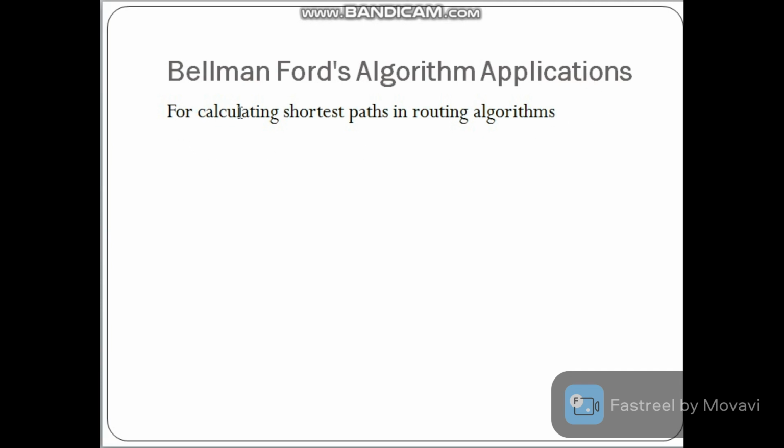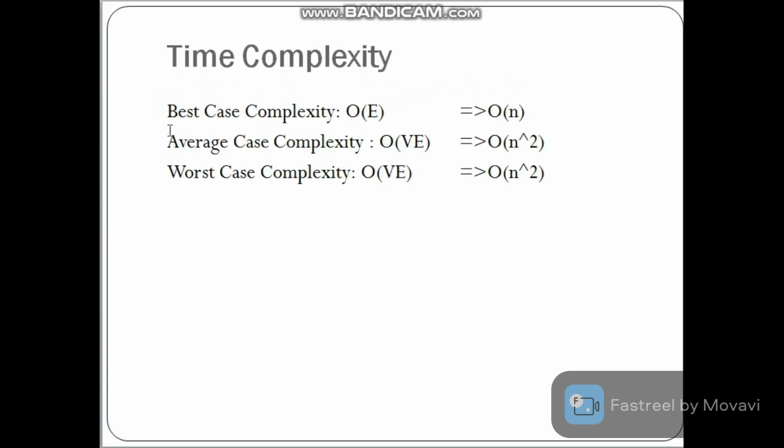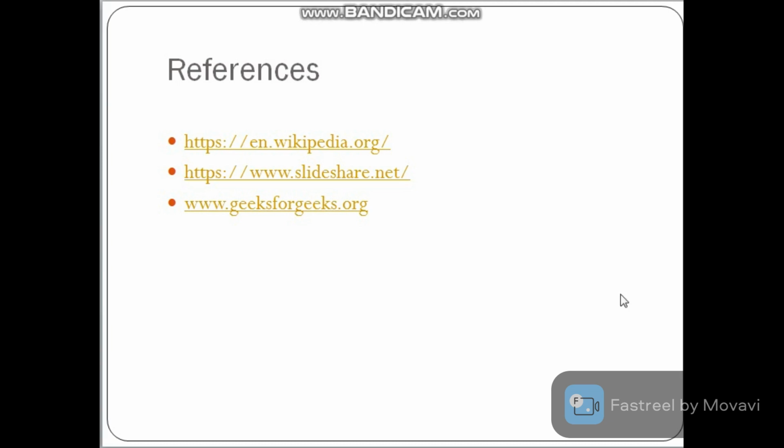So this is an application of the Bellman-Ford algorithm. We use Bellman-Ford for calculating the shortest path in routing algorithms. In the best case, no relaxation is found, so we can say that the complexity is big O of n. In the average case and worst case, we have to follow the steps of vertices into edges, so in that case the complexity is big O of n square.